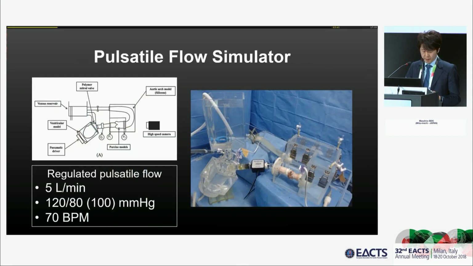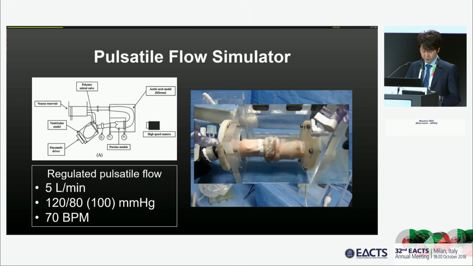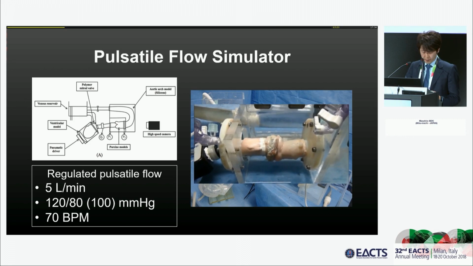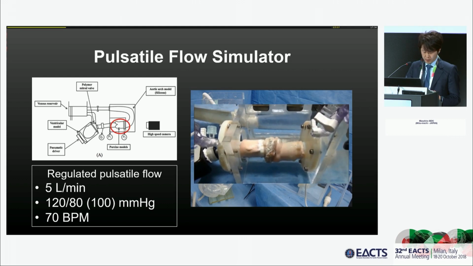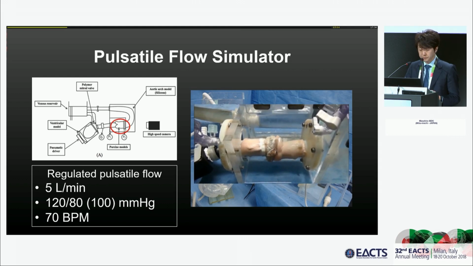Here's the schematic and the actual picture of the pulsatile flow simulator system. The system consisted of polymer mitral valve and ventricular model with a pneumatic driver, and a high-speed camera was set on the distal side of the valve to assess its motion. The flow was regulated to 5 liters per minute with mean arterial pressure of 100 and heart rate of 70 BPM. Porcine models were attached to the circuit and studied in turn.